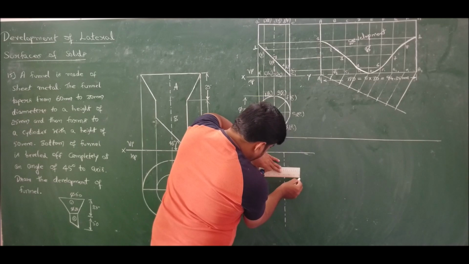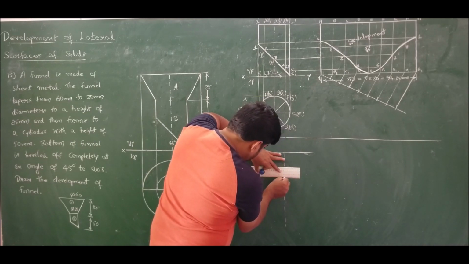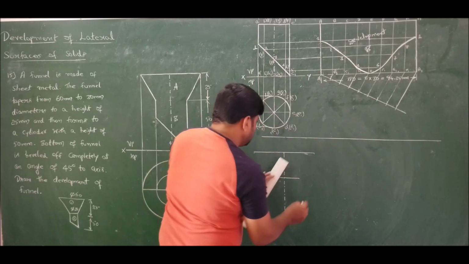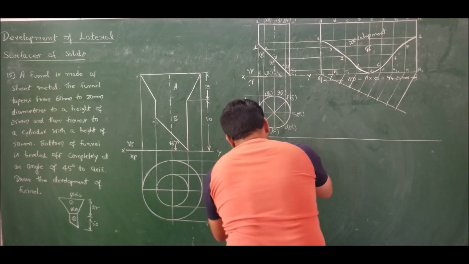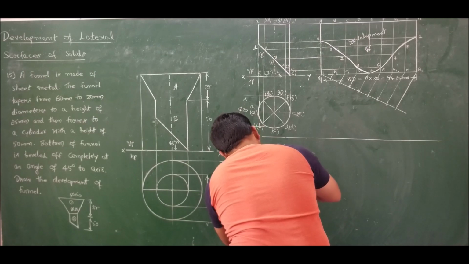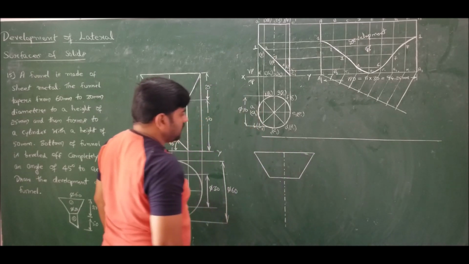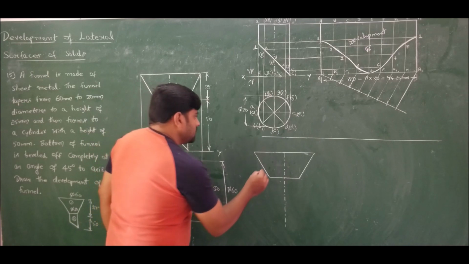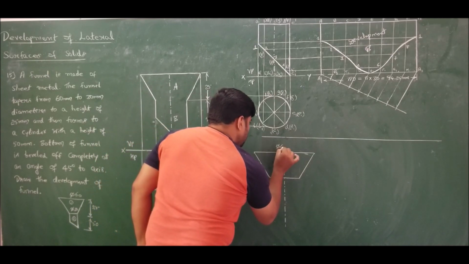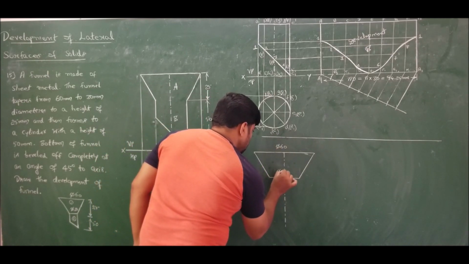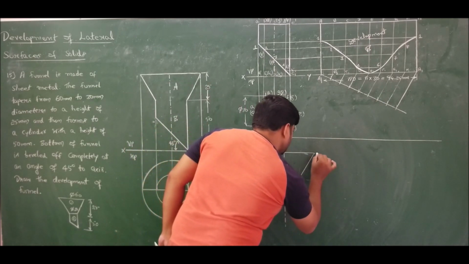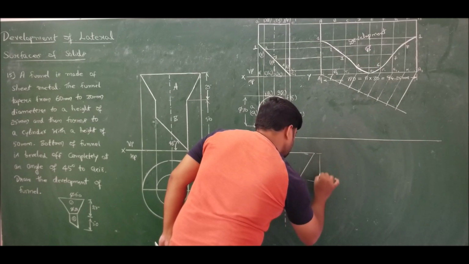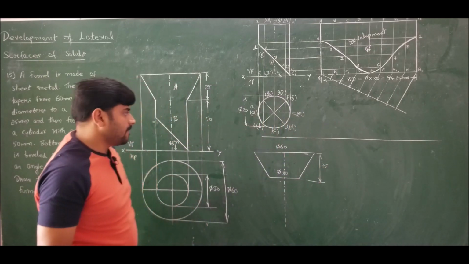Mark 15, 15 on either side. So connect these two. Connected. So this is diameter of 60. This is diameter of 30. And this height is 25. Clear?